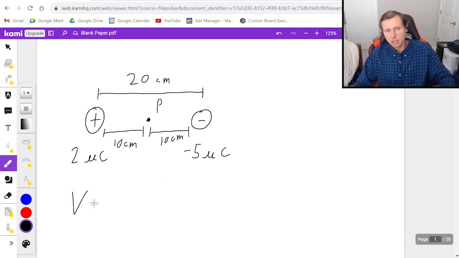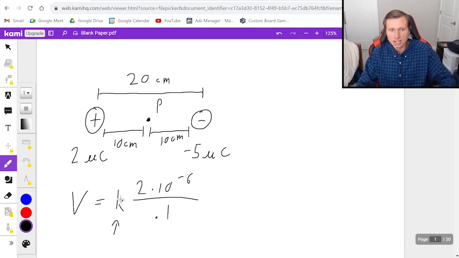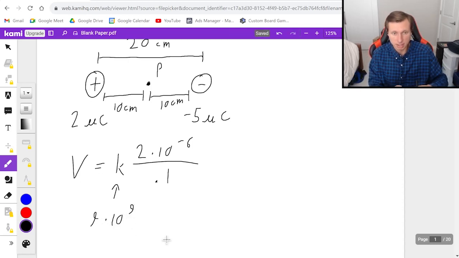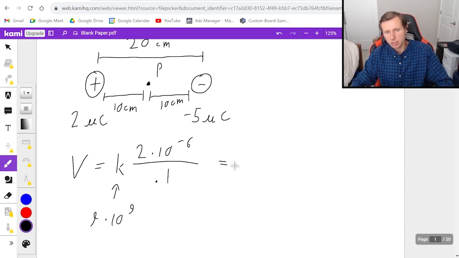So for the first one, I'll say the voltage or electric potential is k times Q, which is the positive charge first, which is 2 times 10 to the minus 6, divided by the distance, 10 centimeters. We do have to convert that to meters. So 10 divided by 100 is just 0.1 meters. And we also know that k is a constant. The value is 9 times 10 to the 9th. And so then if I plug this in my calculator, I will get an answer of 180,000 volts, which is a pretty big answer, I'll admit, but perfectly fine with the numbers we're using.